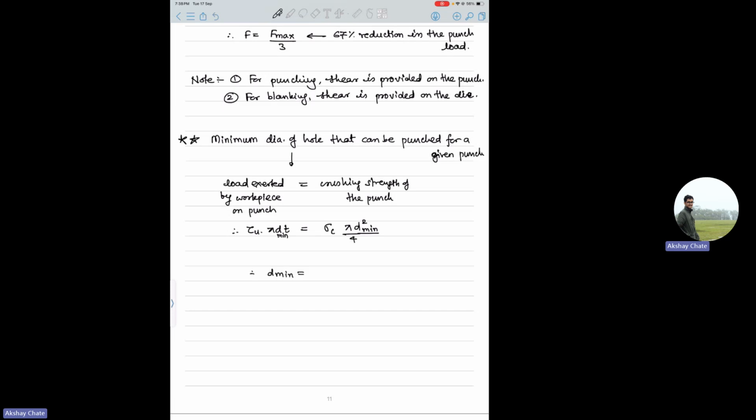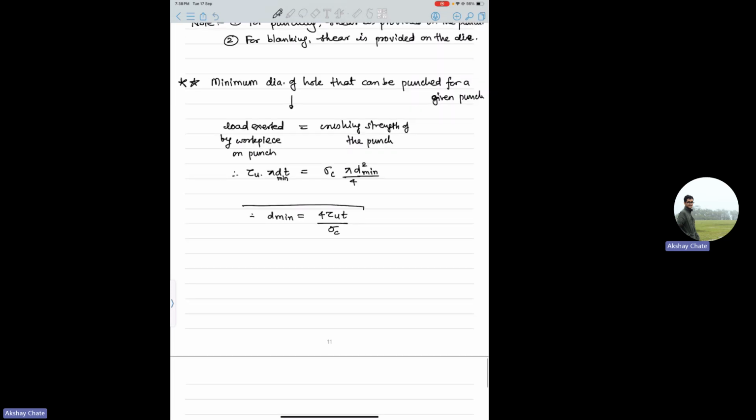So this is the minimum hole diameter that can be punched for a given punch. It comes out to be 4 tau u into t by sigma c. So this is the formula for the minimum hole that can be punched using some given punch. And for safety, usually d has to be greater than d minimum, otherwise your punch will crush.